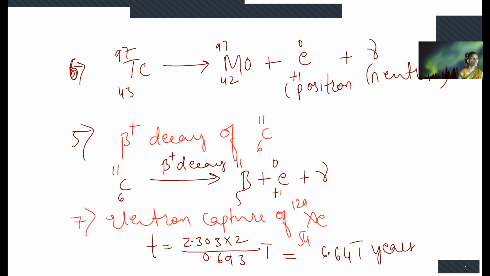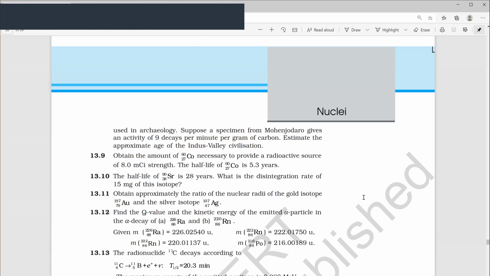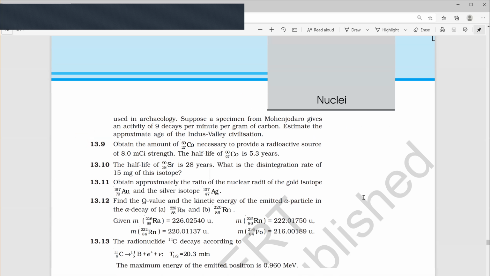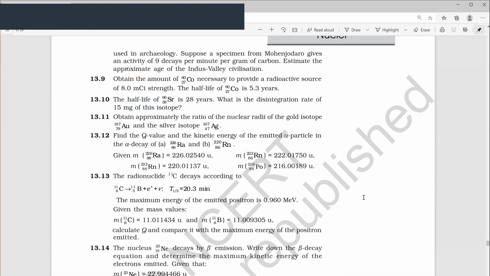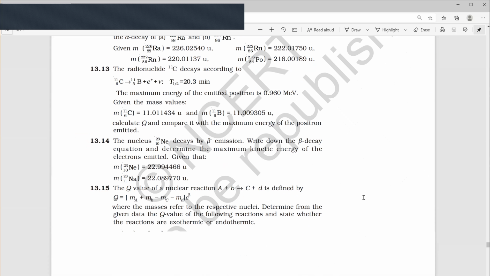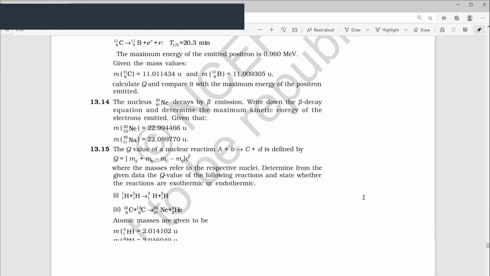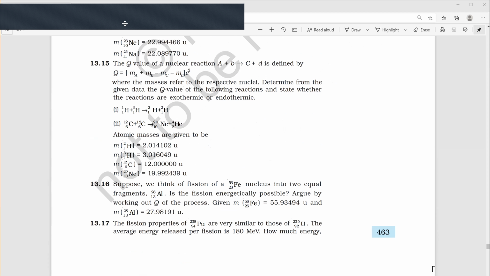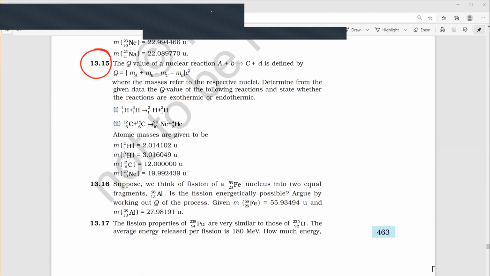So this is the solution for 13.6. Same thing, next we shall see. Next problem. So next we shall solve 13.15. Remaining we solved in the last class.